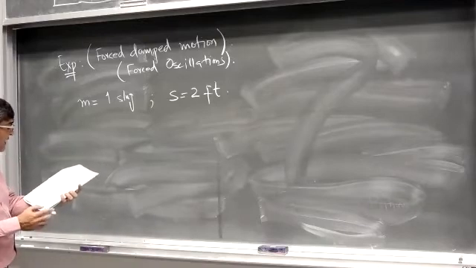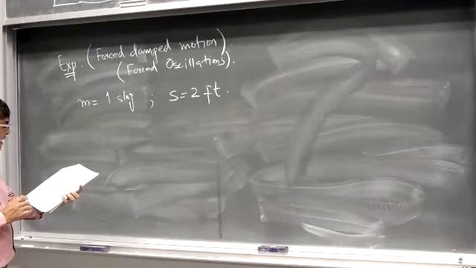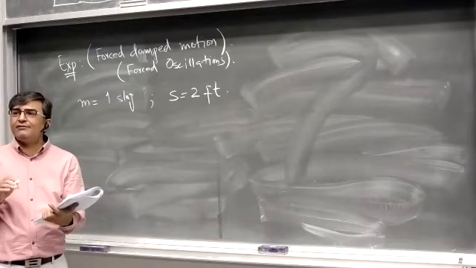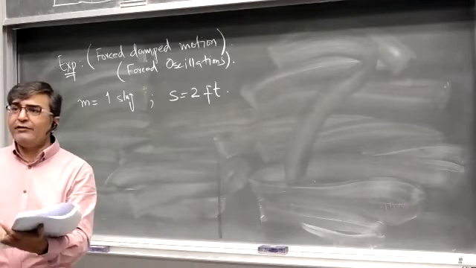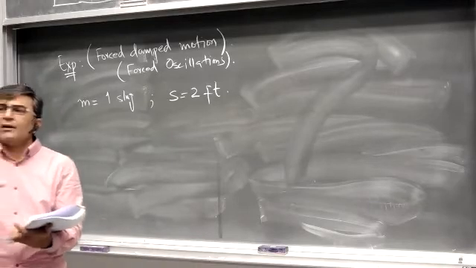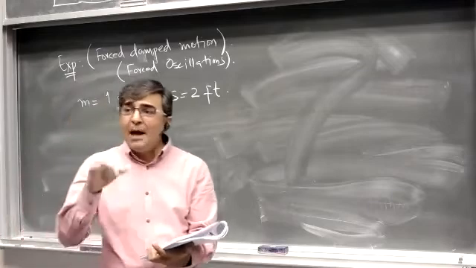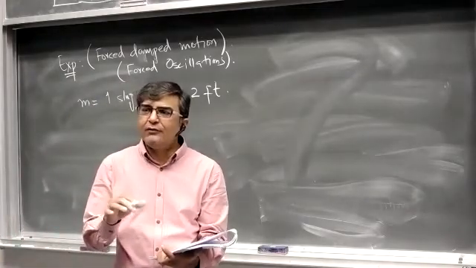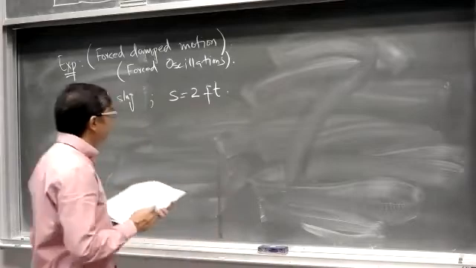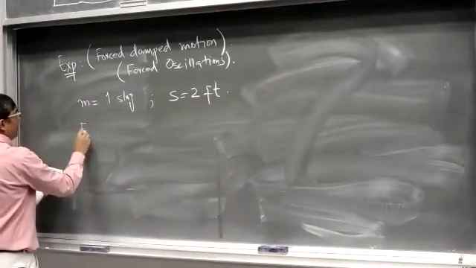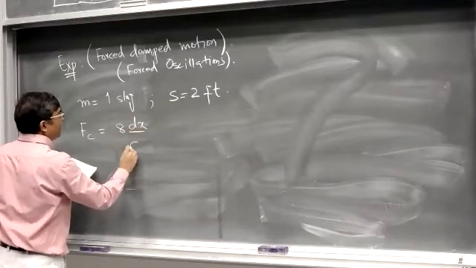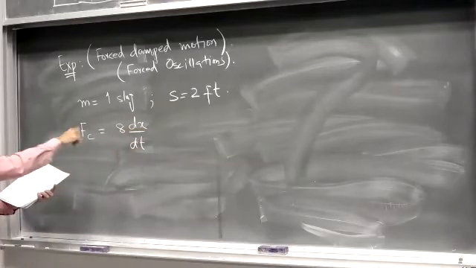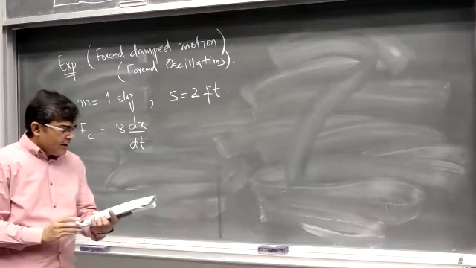The system is attached to a dashpot that imparts a damping force equal to 8 times the instantaneous velocity. This system is attached to a dashpot, which imposes a damping force. The damping force is equal to 8 times the instantaneous velocity of the mass, so it is 8 times dx by dt.